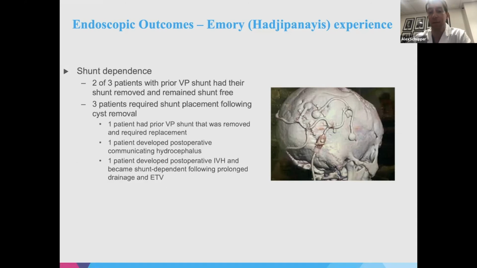3 of the patients did require shunt placement after cyst removal. This included 1 patient who had a shunt that was removed during surgery and then needed to be shunted later on. One patient did develop post-op communicating hydrocephalus, and another patient had post-op intraventricular hemorrhage that required an EVD, and after needing to be drained for a certain number of days, needed to go on and again ETV and receive a shunt.